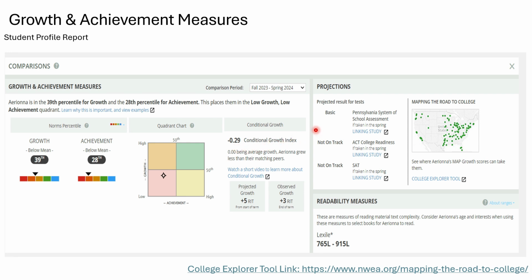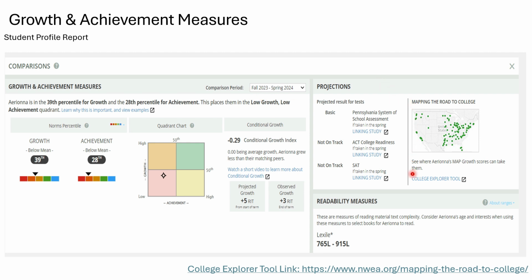If we go over to the right, you will also see some projections for various assessments. So for this student, if they took the PSSA, they would score at a basic level. And at this time, this student is not on track for the ACT College Readiness Assessment or the SAT if they took it in the spring of 24. Again, this is based on the data for the report you are looking at. So it's dependent on if you're looking at fall data, winter data, or spring data.